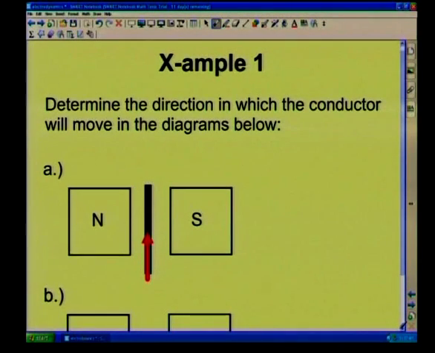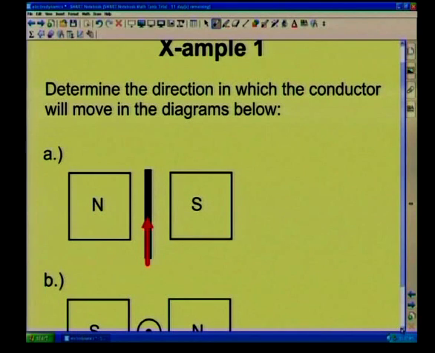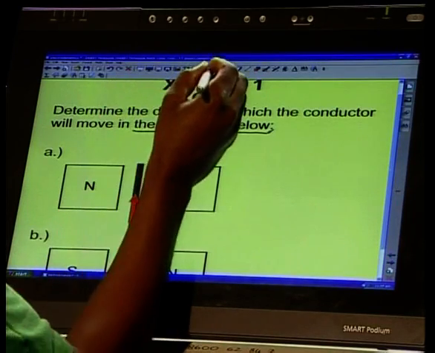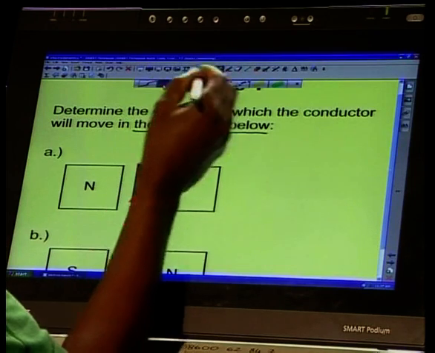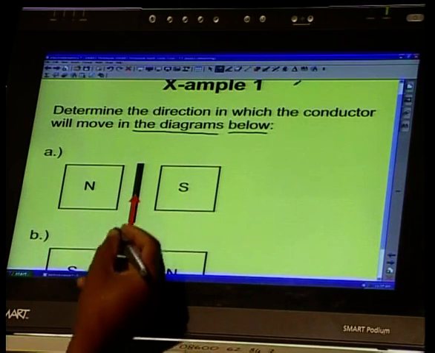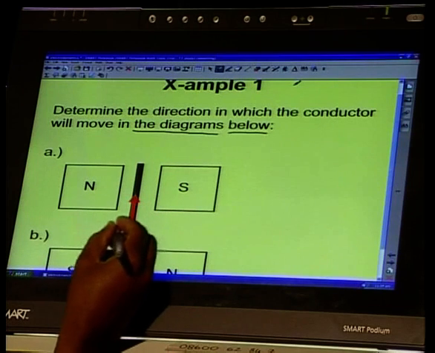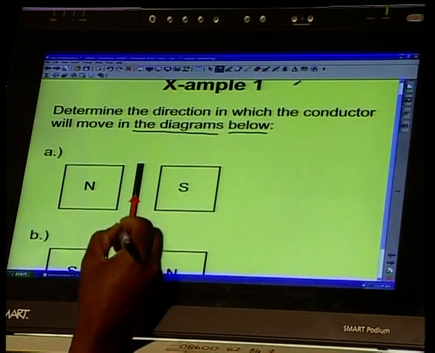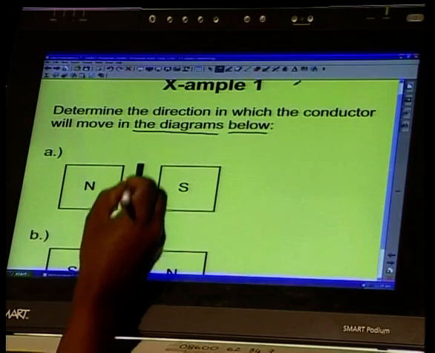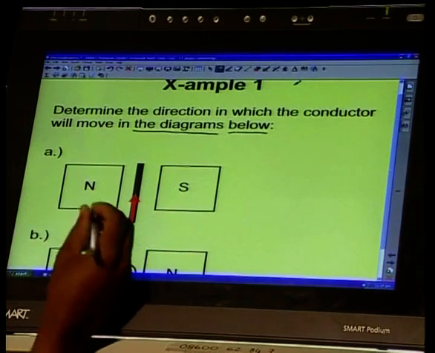Example 1 here says, determine the direction in which the conductor will move in the diagram. Okay, so we're looking at the conductor and telling in which direction it's going to move. For us to be able to do that, we should know the other things. The red tells us that this is the current. Okay, so current is moving in the upward direction. And this is our conductor here. The black piece inside here is the conductor.